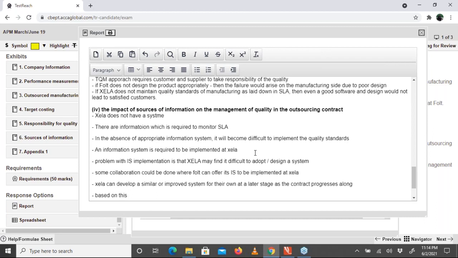Based on this, the outsourcing contract cannot operate under proper monitoring unless an appropriate information system is implemented in it. That is something that you would have to incorporate. Do you people get it? Yeah, do you get it now?